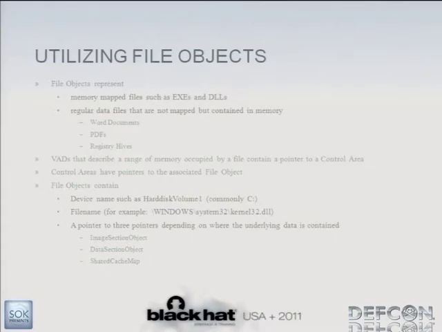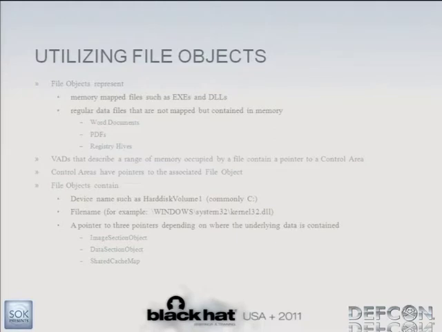So the VADs are still interesting to us, but we're going to utilize a little bit more data that they make available. VADs describe a range of memory that the file occupies. If a file object represents that region of memory, then the VAD will have what's called a control area. If you're very familiar with WinDbg, you'll be used to these structures. The control area has a pointer back to the file object. So we're finding VADs in memory because we found the EPROCESS block. Once we find the VAD, we parse it to see its control area. Once we get to the control area, we parse it to find its file object.